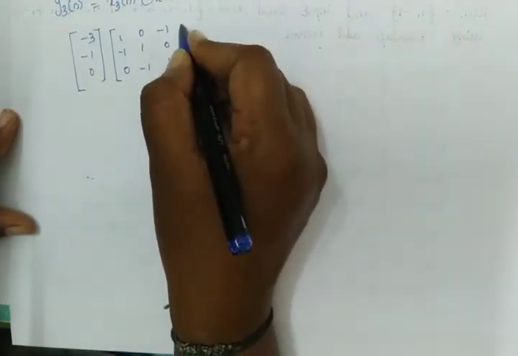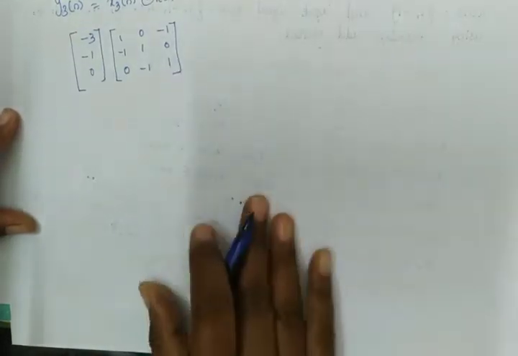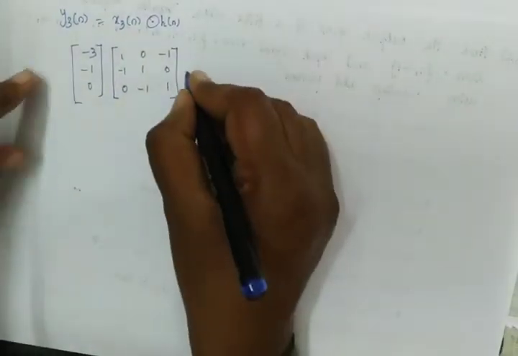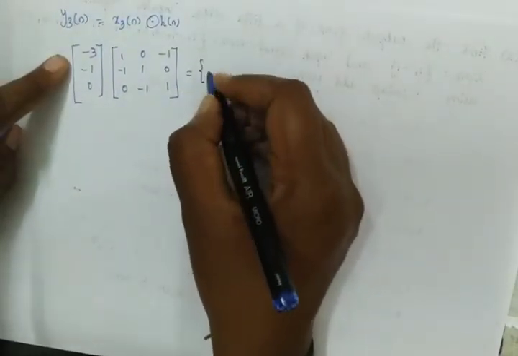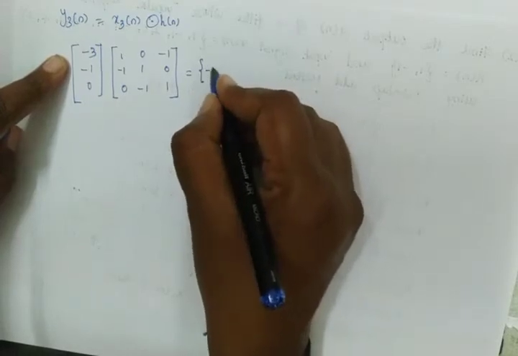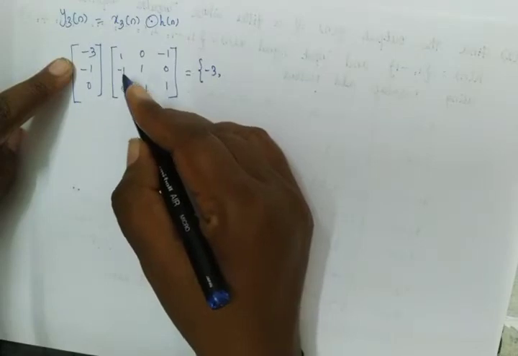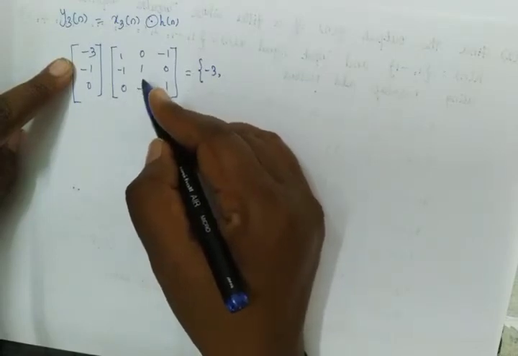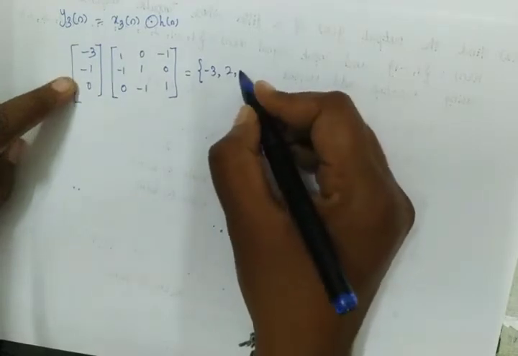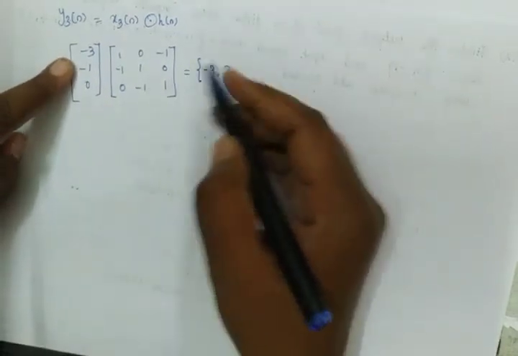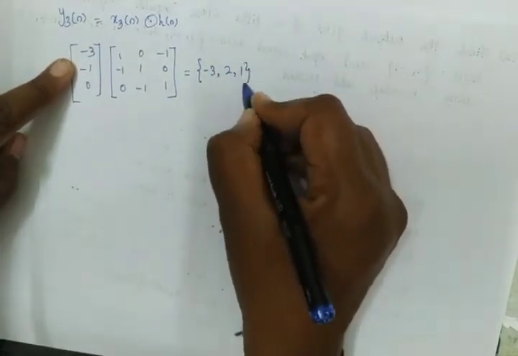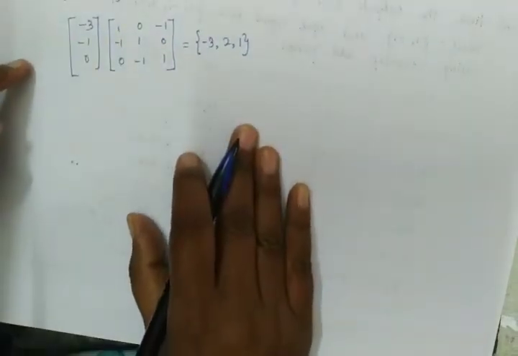So again, if you write this one, what we have to do is multiply this. So we will get y3 of n equal to minus 3, and here we have minus 3, that is minus into minus plus 3 minus 1. So it is equal to plus 3 minus 1, so 2 comma, here we have 0. Minus into minus will be plus 1. Minus 3, plus 2, 1. This is our y3 of n.